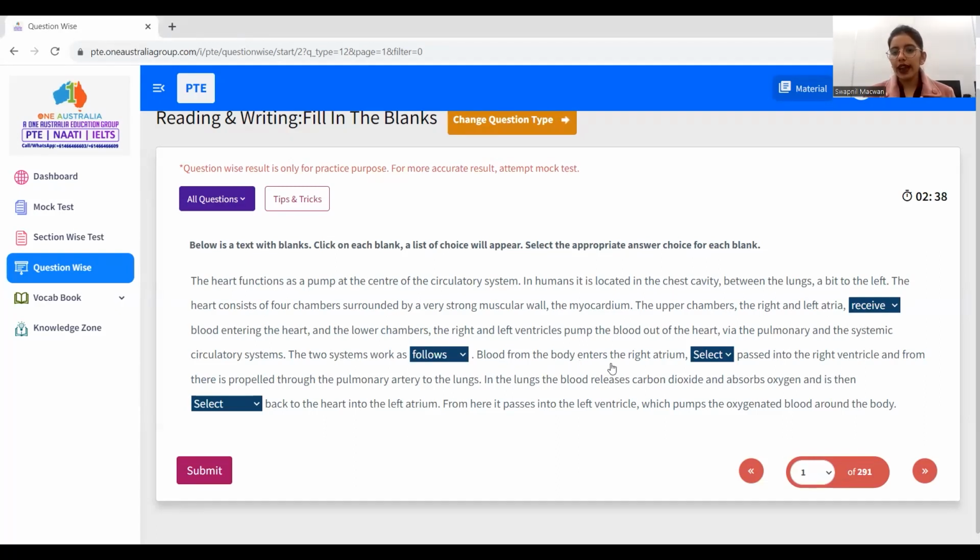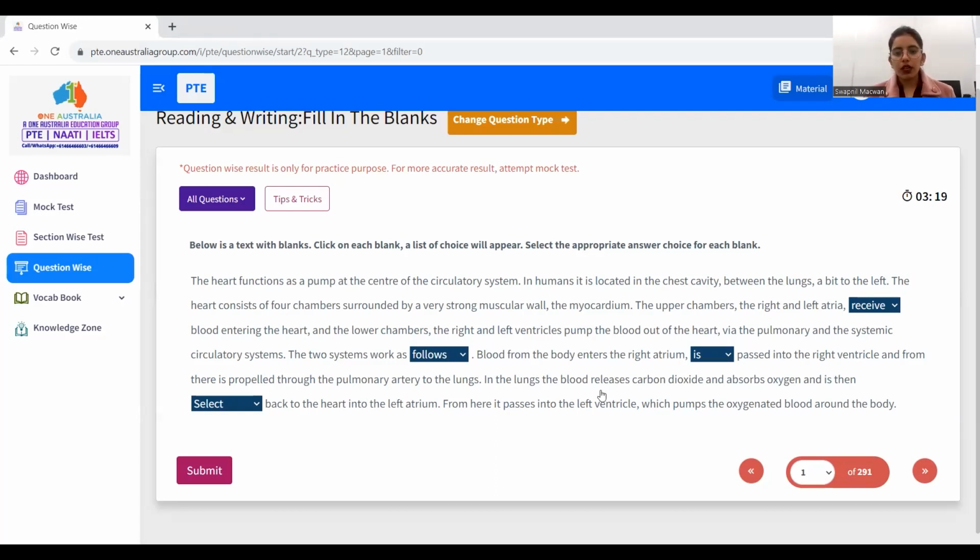Blood from the body enters the right atrium, dash passed into the right ventricle. Now we are talking about a process of how the heart functions. It is a type of process, where the blood is coming from and where it is going. So we are talking about a process. So has, had and been are words used for the past, and process can never be in the past. So: is passed into the right ventricle.